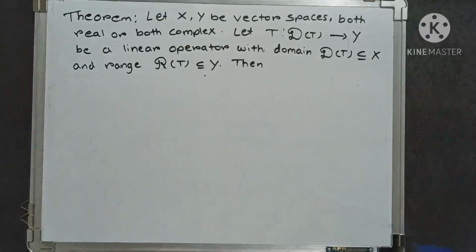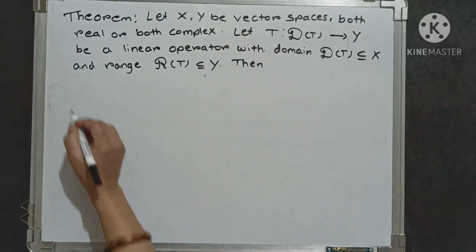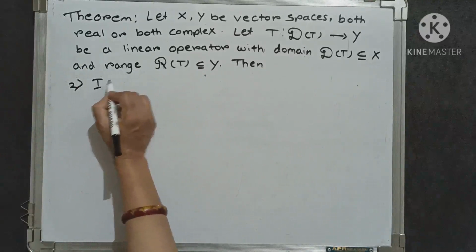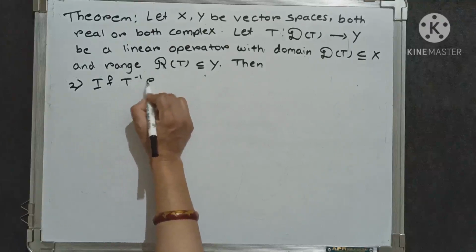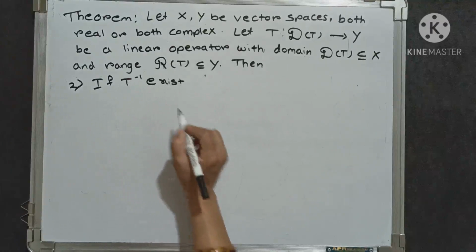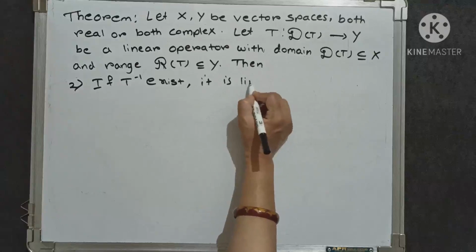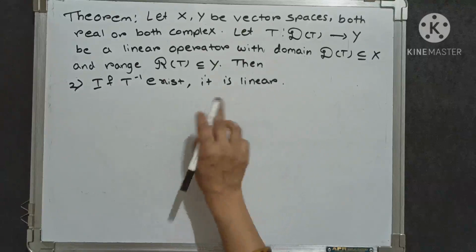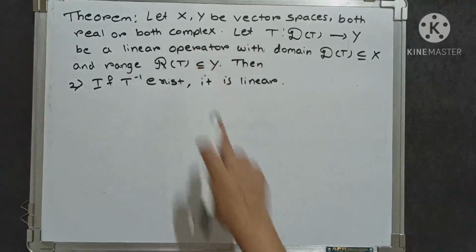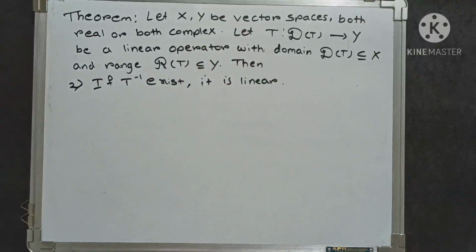Now we have to prove the second statement. The second statement is, if T inverse exists, it is linear. That is, we have to prove. The given operator is a linear operator, and we have to show that if its inverse exists, then that inverse is also a linear operator. Now to show that its inverse is a linear operator, we have to verify all the conditions of the linear operator.